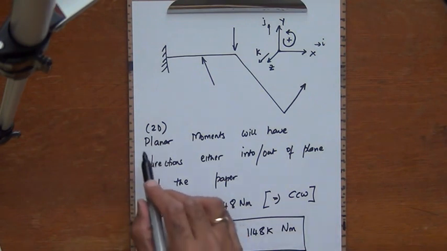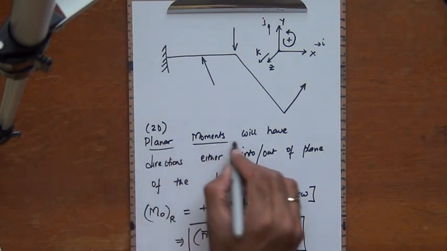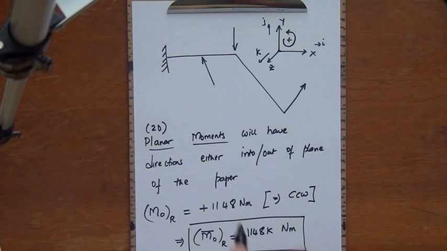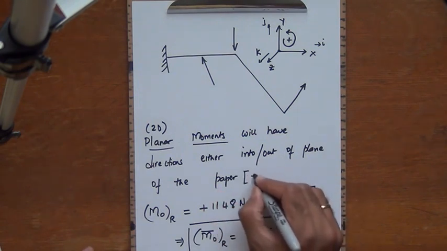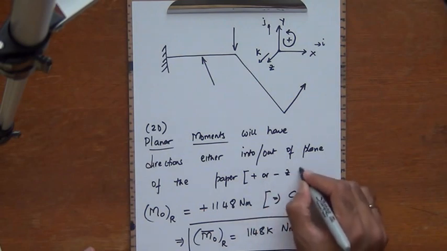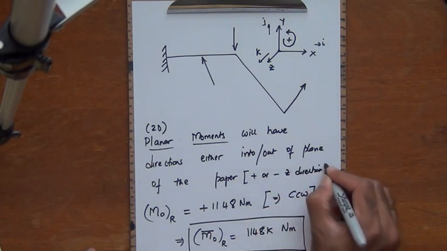And key point: if you look at planar moments in 2D, these will either have a direction into the plane of the paper or out of the plane of the paper, or plus or minus z direction.